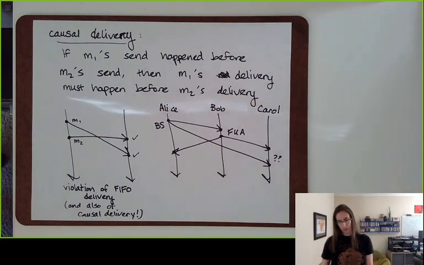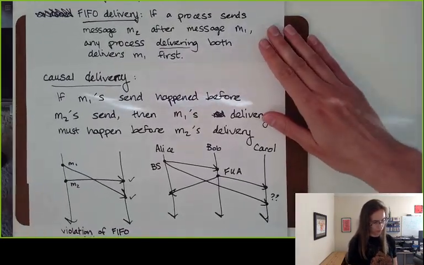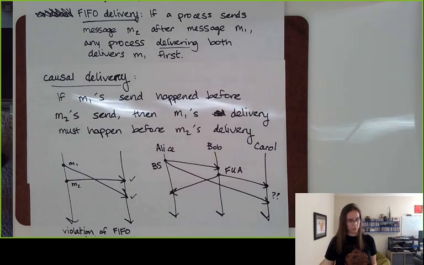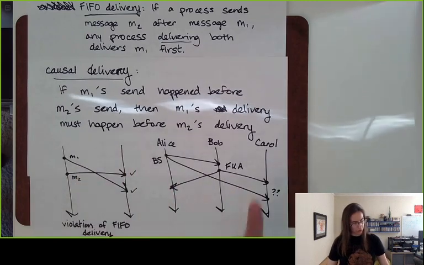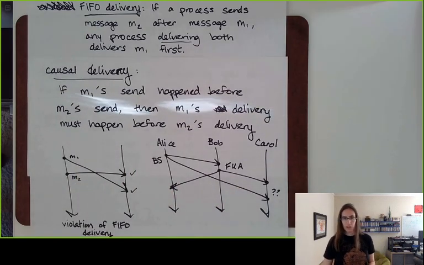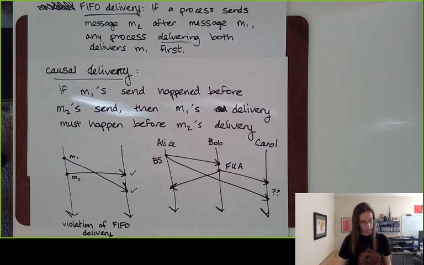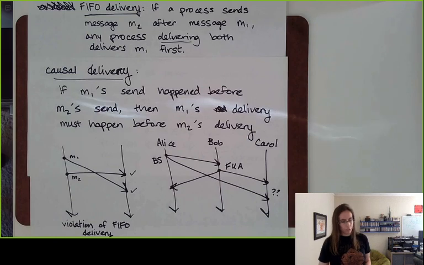So if you need a reminder of the definition of Fifo delivery, here it is. Fifo delivery says, if a process sends message M2 after M1, any process delivering both delivers M1 first. So does it look like a violation of Fifo delivery is happening in this picture here? This is kind of a subtle question, so take a minute to think about it. Yeah, it turns out the answer is no.